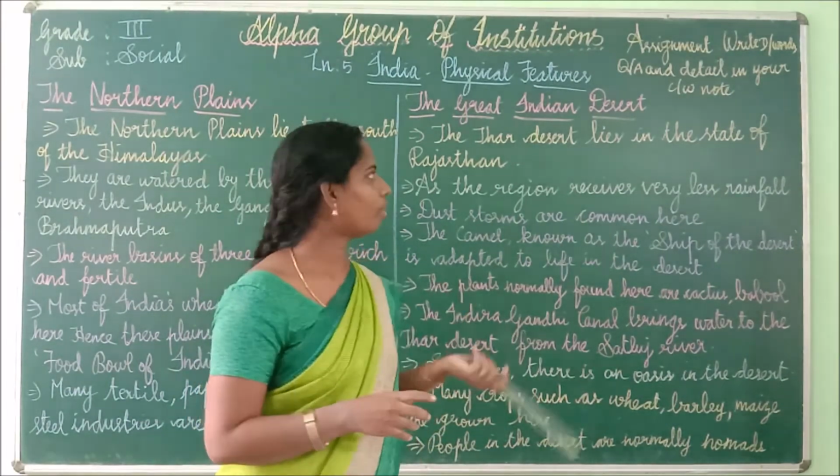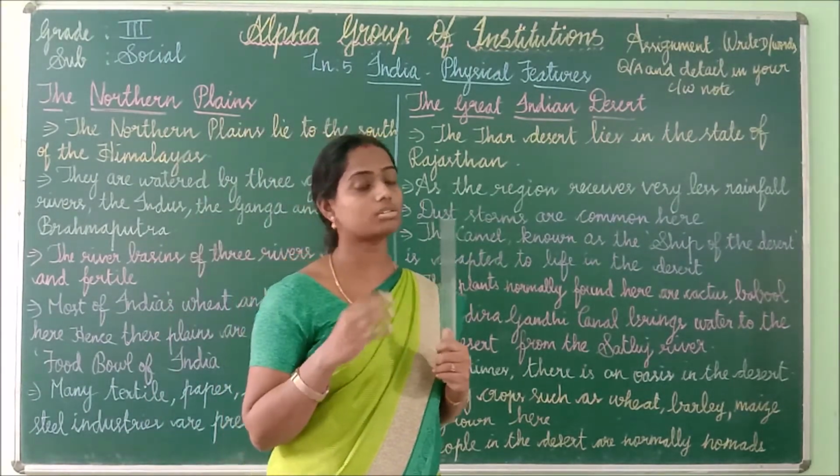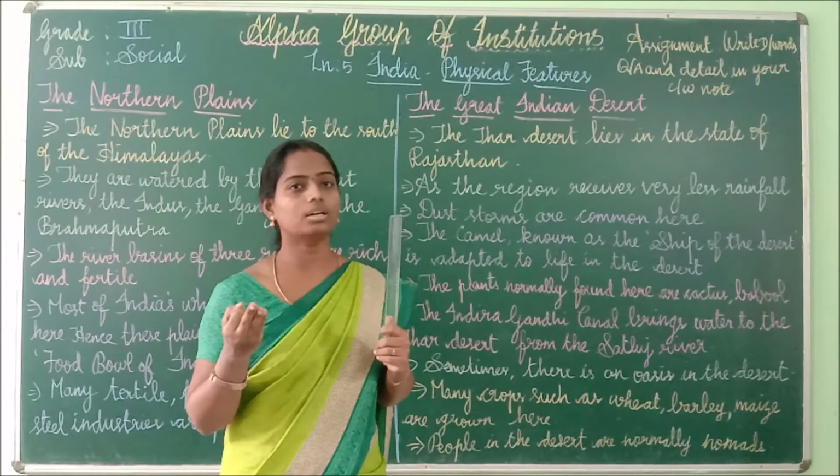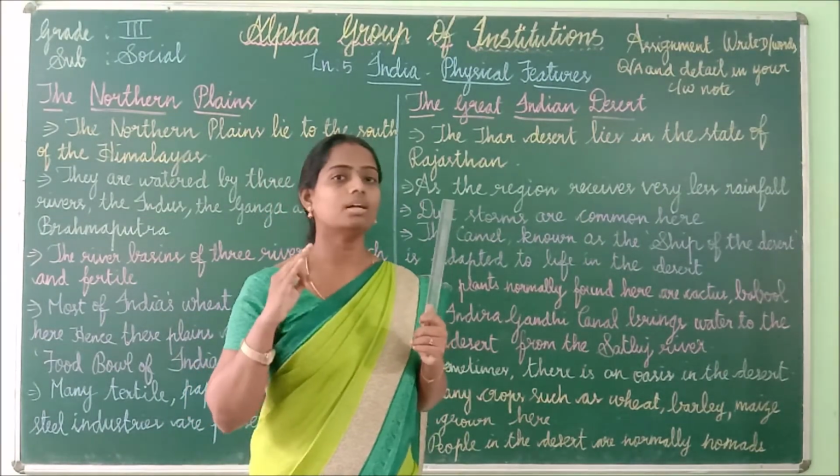Okay, children, this is all about the northern plains and the great Indian desert. We are going to discuss three more of the six broadly classified natural regions. I said, no, we have to discuss three more things.